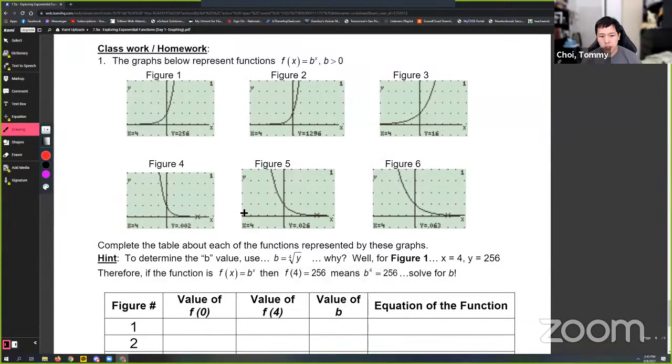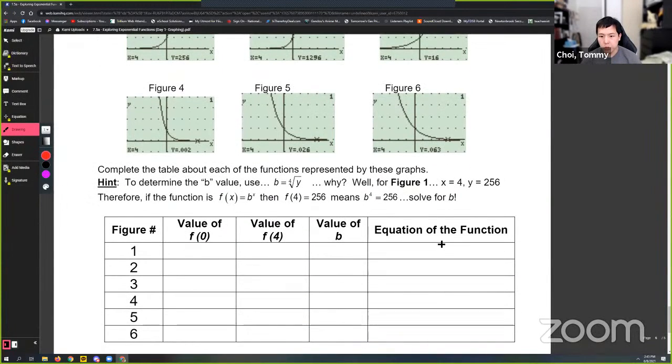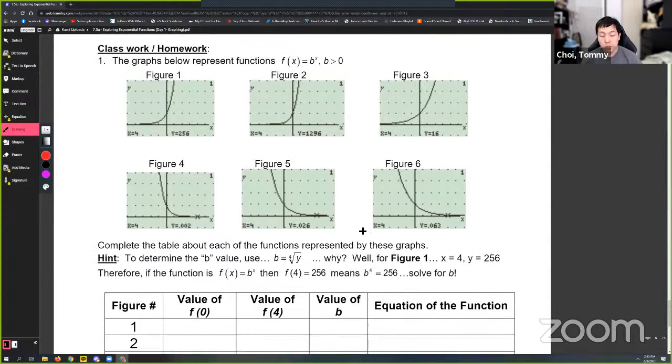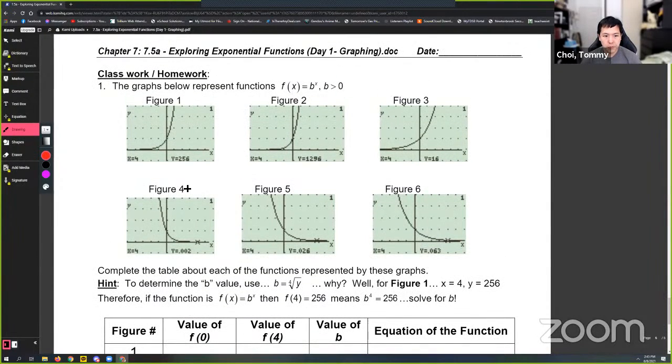And it's asking us once again, can you fill in the table of values using the function itself, right? You'll notice that it tells you the value of the function when x equals 4. So this is essentially saying that a point on this graph is (4, 256). And same thing here, this is like (4, 1296).